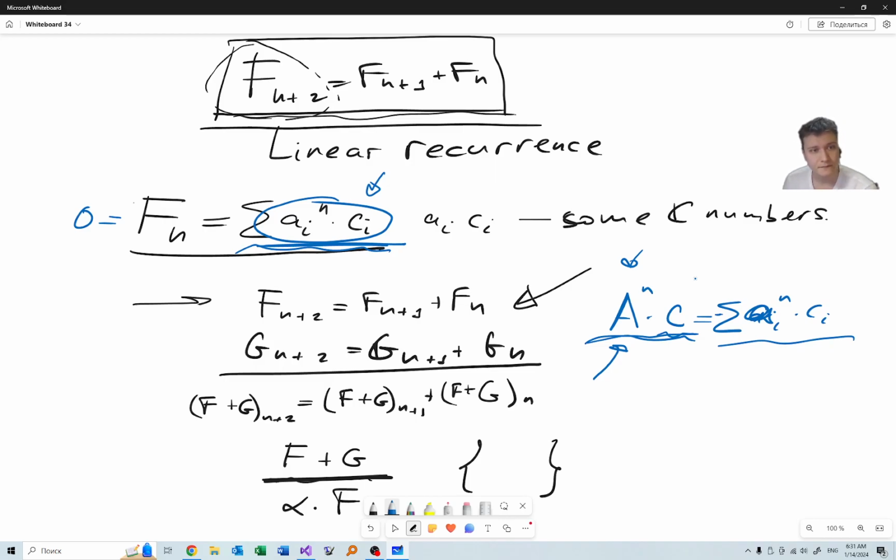Therefore, first of all, sequences of this form are linearly independent. But the second thing is they are generating. And why they are generating, I'm not sure how to prove it strictly. Moreover, it's not true because of multiple roots. I will explain later what is the set of needed solutions here which generate all possible sequences.